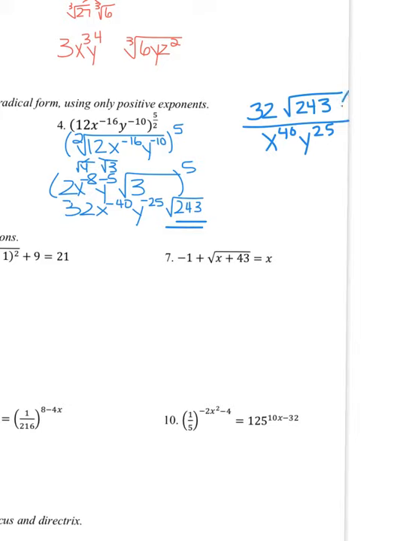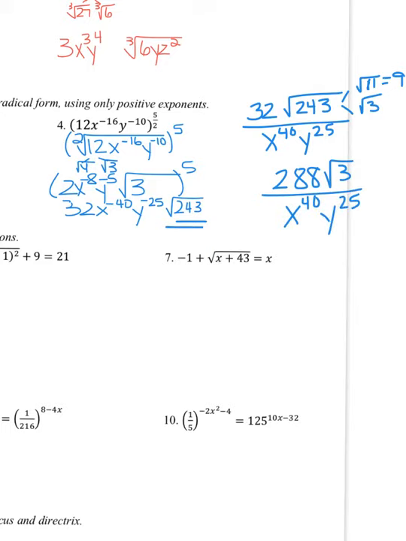The square root of 243, that is 81 times 3. And the square root of 81 is 9. So I have 32 times 9 square root 3. So it's going to end up being 288 square root of 3 divided by x to the 40th, y to the 25th. Again, it's very tricky, some of these.